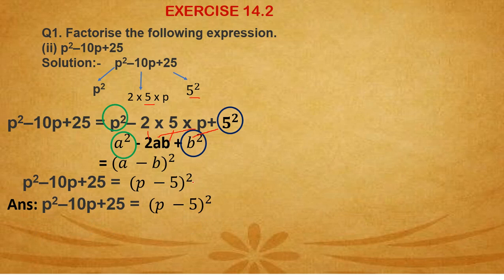Or when we are expressing the factorization of this, we have to write that it equals p minus 5, and the second factor is p minus 5. Remember, whenever we are writing the factor, if it is in the form of p minus 5 whole square, we always have to write it as the product of two same factors, p minus 5 and p minus 5. Okay, now let's take the next one.